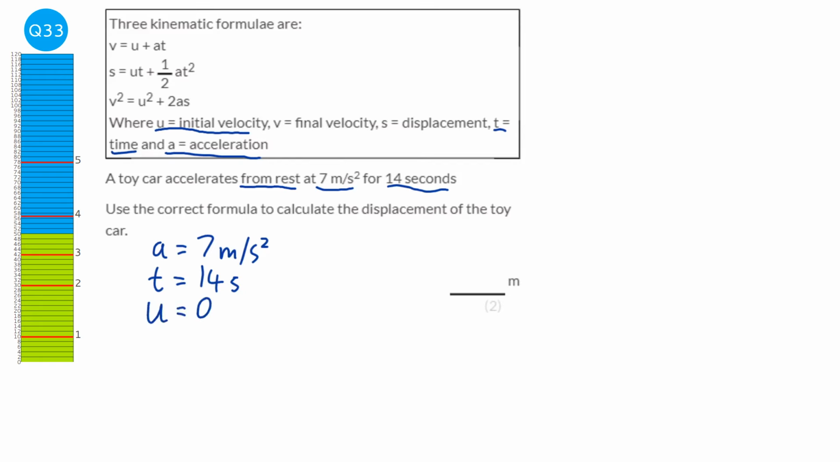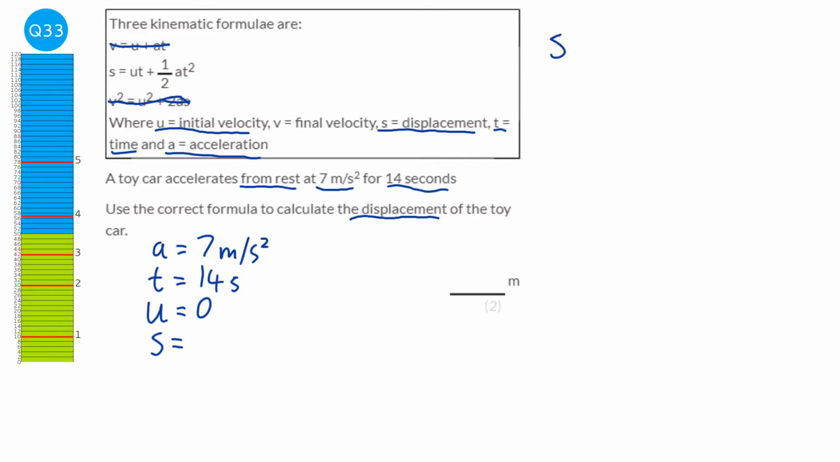And it's asking us to find the displacement, so the s. Displacement is just a distance with a direction, so it's a vector distance. So we're going to have to look and see which of the 3 formulae that we're given we're going to use. Notice we don't have a v, so we're not using that top one, we're not using that bottom one, so we're going to be using that middle one.